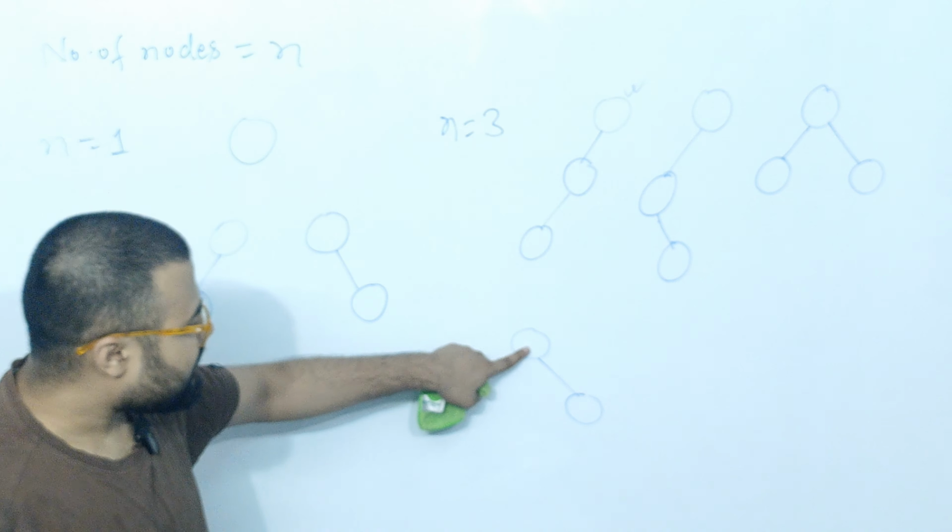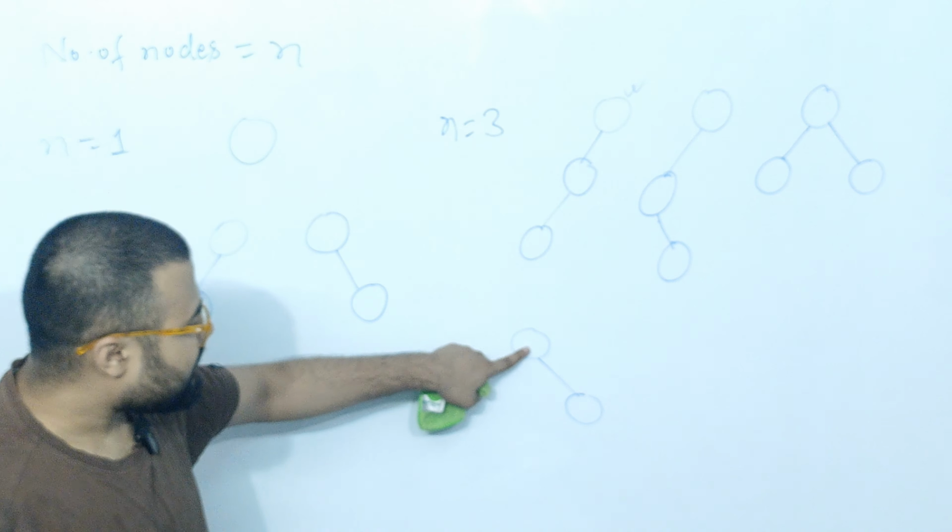Similarly, if I have to make a binary tree with n is equal to 4, how will I do it? I will take any of these trees as a base tree and then add one more node to it. So as you can see, when n is equal to 1, you have just one binary structure. When n is equal to 2, you have two binary structures. When n is equal to 3, you have 5 binary structures. And the formula for the number of binary structures when the number of nodes is n is 2n choose n divided by n plus 1. This is the number of binary structures for a given n.